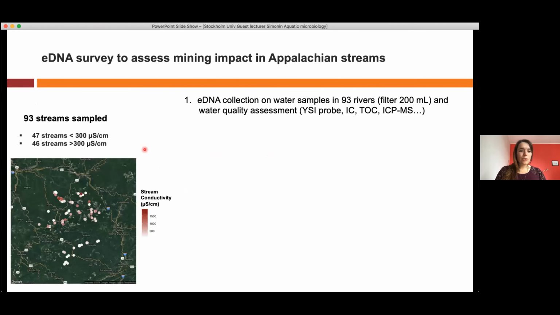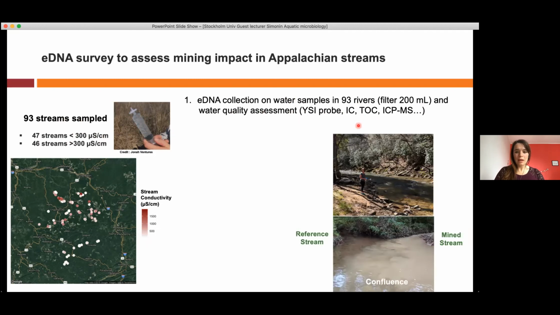And so to do this, we collected water samples from 93 streams in West Virginia. And we collected from streams that were the same amount above or below the EPA criteria at 300 microsiemens per centimeter. eDNA collection is really easy. You just collect a water sample, about 200 milliliters, with a sterile syringe and filter. At the same time, we were also doing water quality assessment using YSI probes, and we looked at the chemistry of the stream, the organic carbon, and so on, and different metals. You can see from the picture, it's really pretty there, but sometimes you work at the confluence between a mine stream and a reference stream, and you can easily see that those rivers are very different.